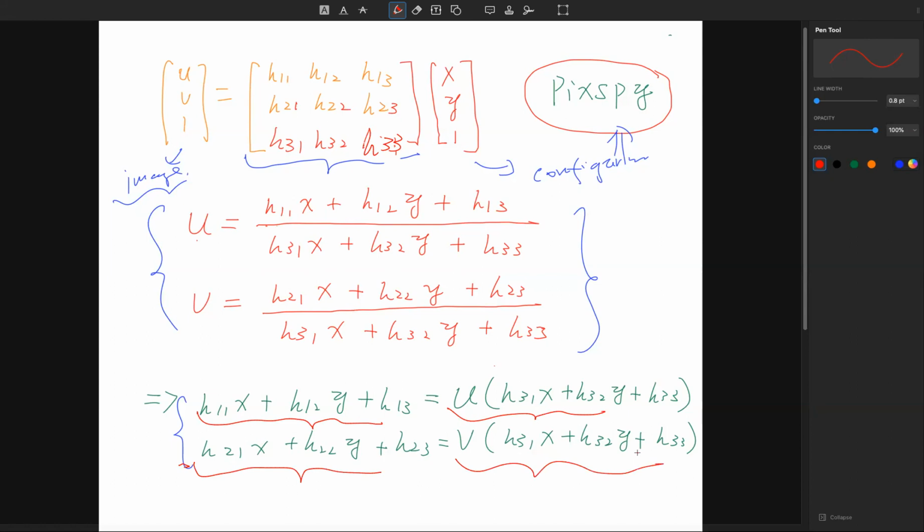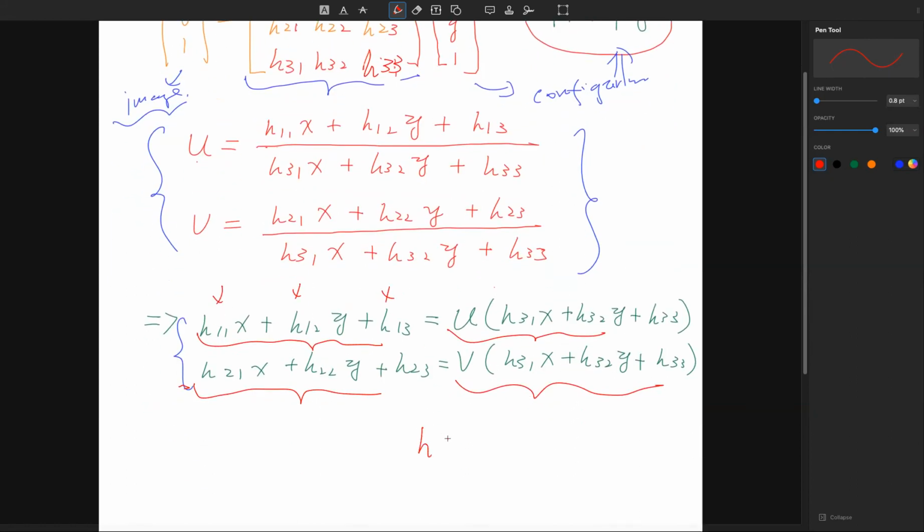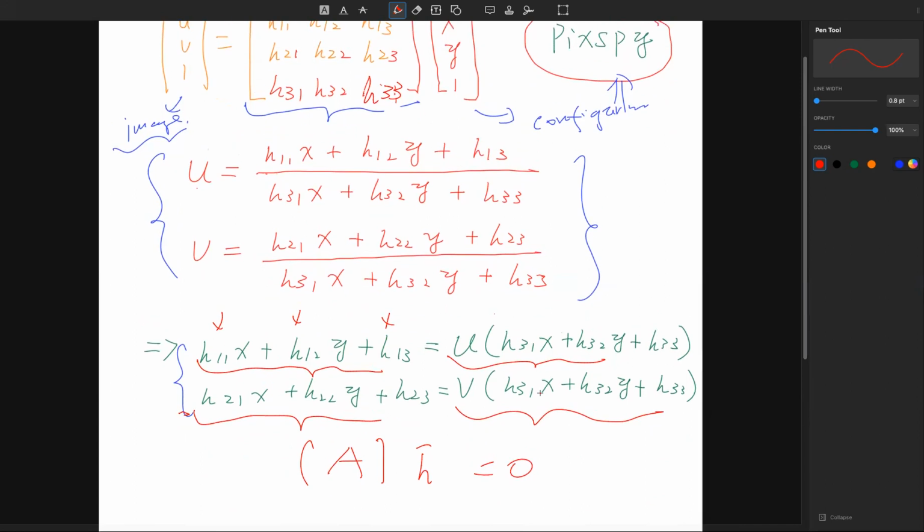Then you put in all your H. Essentially, these are your variables. You put them in here, and you have your system A, and you need to solve for H in the null space. I'm sure you can do that. It's quite easy. So that's all I wanted to say about this homography.